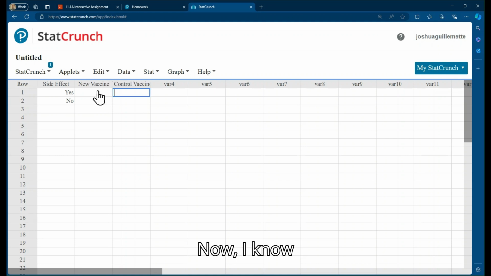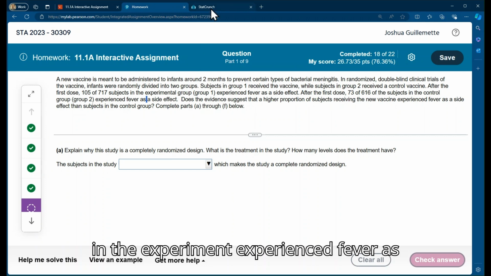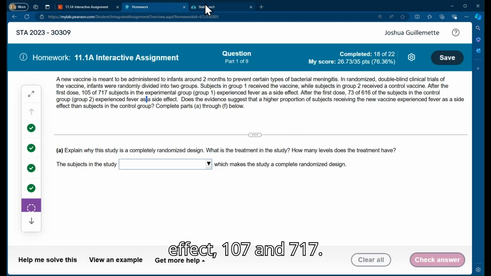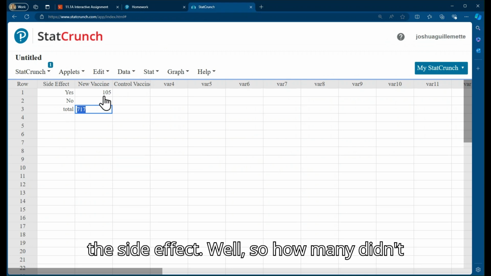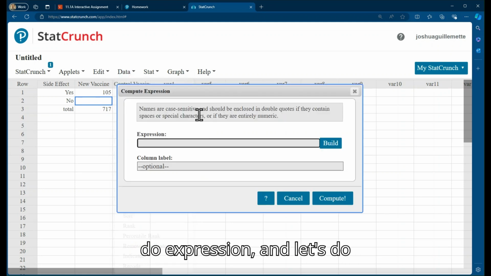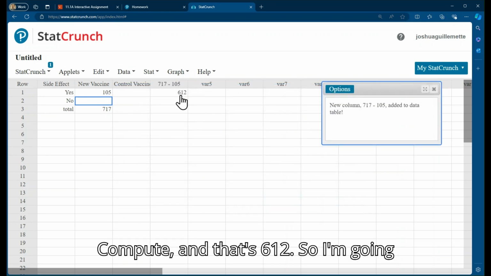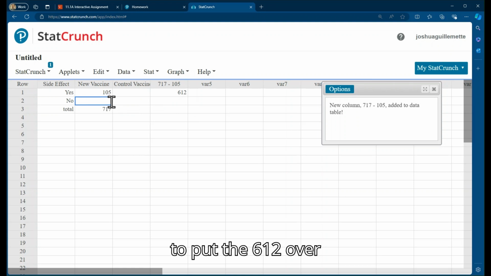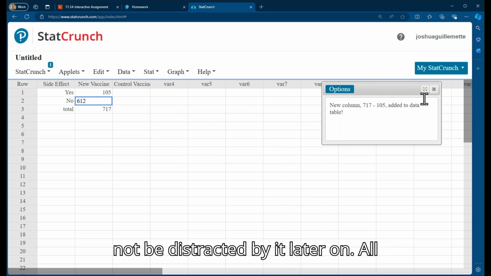Now, I know that 105 out of 717 subjects in the experimental group experienced fever as the side effect. So they had the side effect, 105 and 717. Now this is the total, the total in my sample size, 717. So 105 had the side effect. So how many didn't have the side effect? Well, let's compute that real quickly. Let's do expression, and let's do 717 minus 105. I click on compute, and that's 612. So I'm going to put the 612 over here, and I'm going to go ahead and delete this column because I don't want to be distracted by it later on.